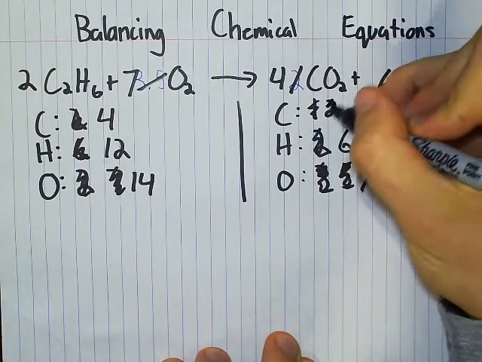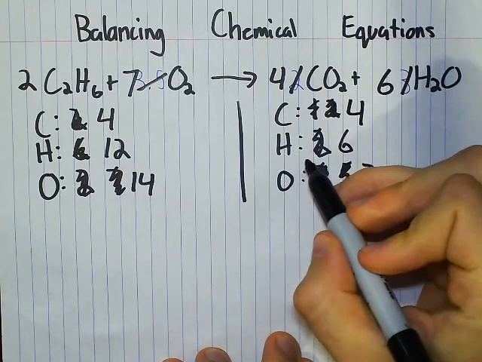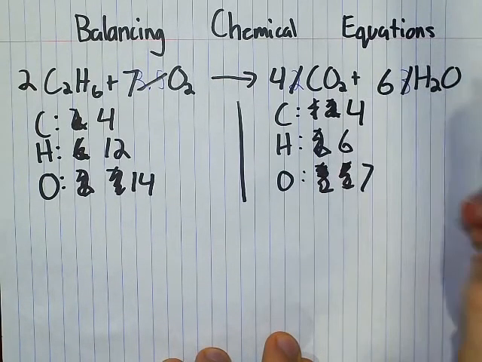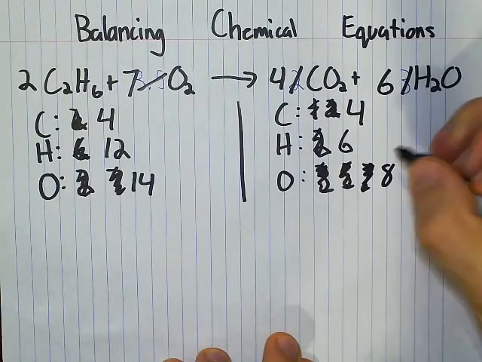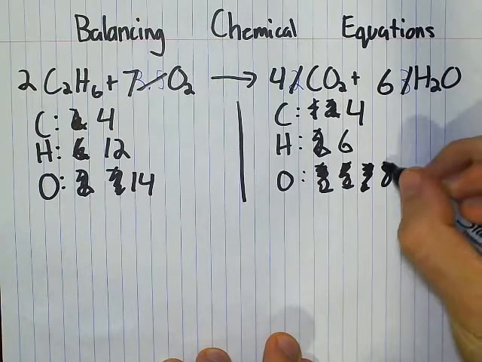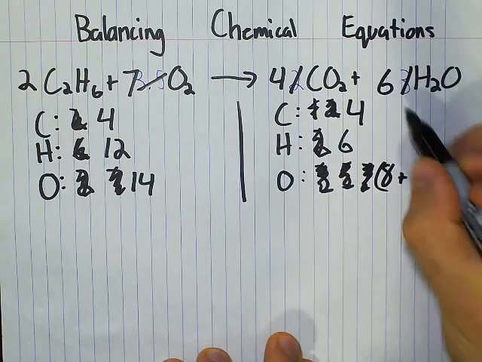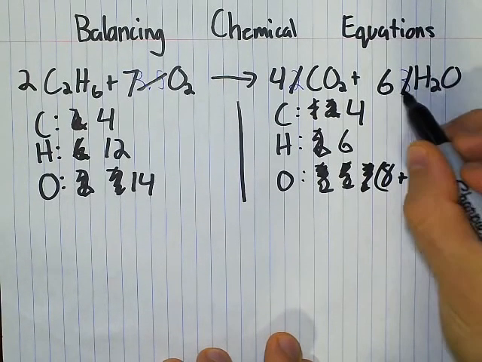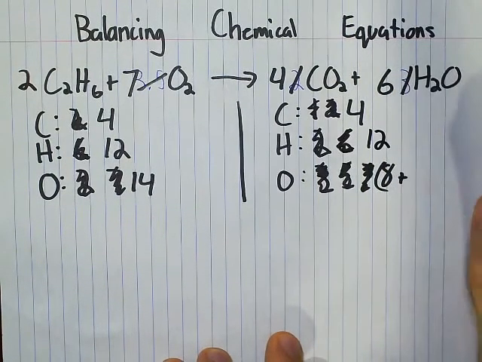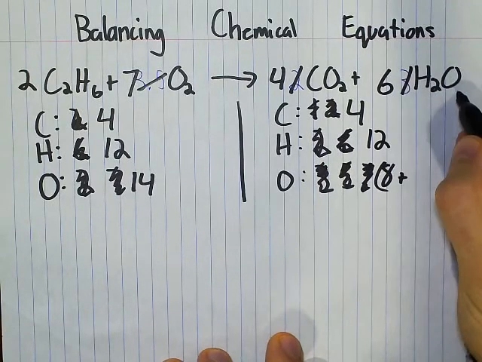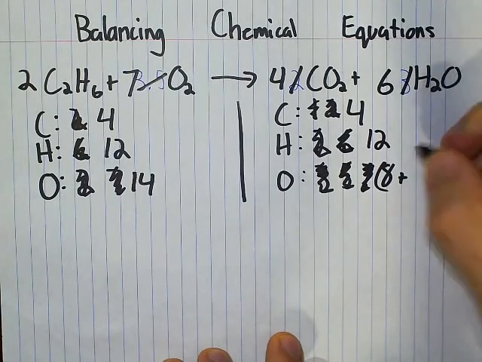I've got a 4 in front of my carbon dioxide. Each carbon dioxide only has 1, so I'm going to change this count to a 4. Oxygen has 8, so I'm going to change this to an 8, but I know I got a couple over here that I've got to deal with, so I'm just going to put a plus there, because I know I'm not done there yet. Then I've got a coefficient of 6 in front of my water. I know each water molecule has 2. My coefficient is 6, so it's 6 times 2, which is 12. And I've got those 6.